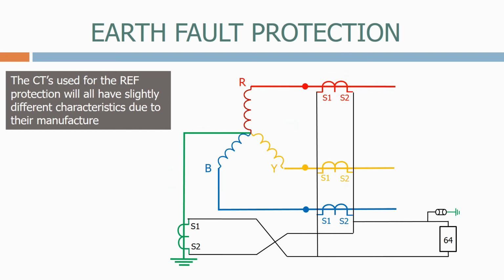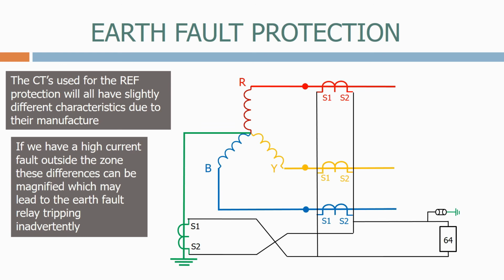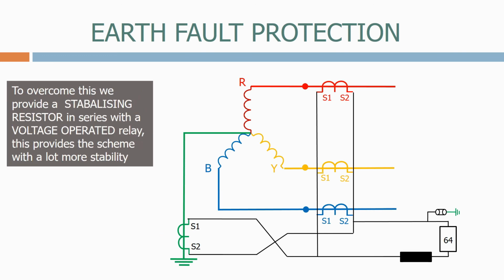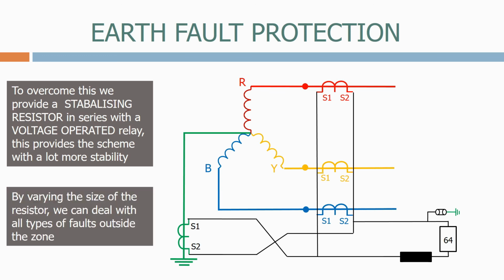The CTs used for the restricted earth fault protection will all have slightly different characteristics due to their manufacture. If we have a high current fault outside the zone, these differences can be magnified, which may lead to the earth fault relay tripping inadvertently. To overcome this, we provide a stabilizing resistor in series with a voltage-operated relay. This provides the scheme with a lot more stability. By varying the size of the resistor, we can deal with all types of faults outside the zone.